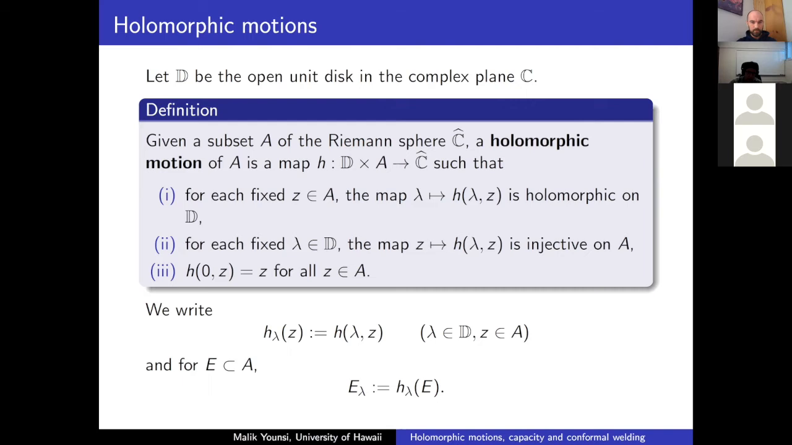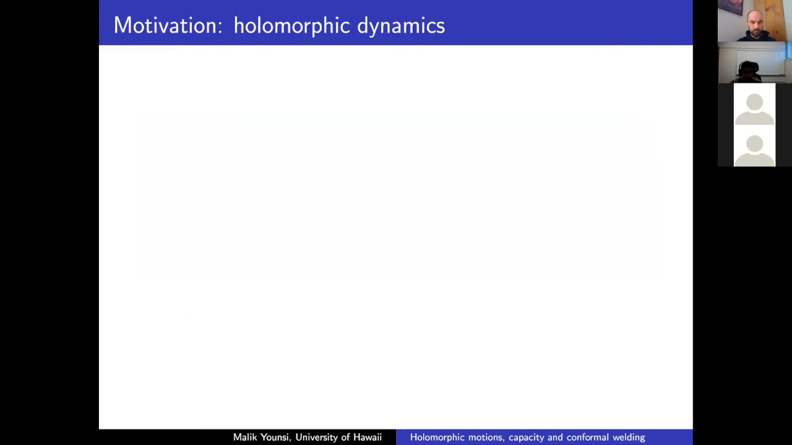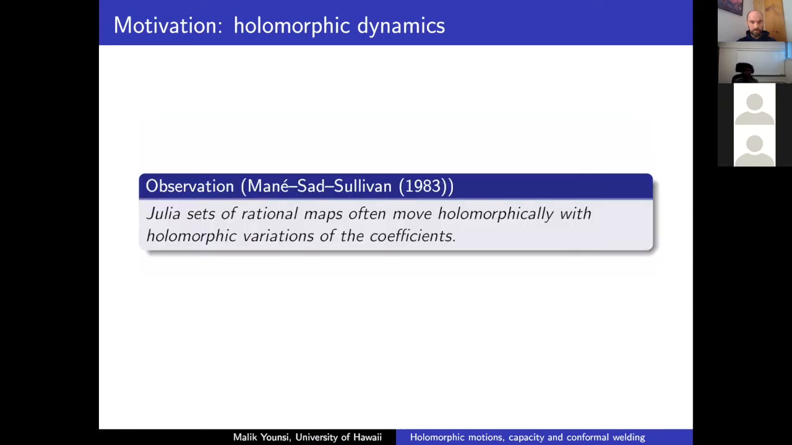Okay, so what's the original motivation to study such things? Well, it mostly comes from holomorphic dynamics. So holomorphic motions were introduced by Mañé, Sad, and Sullivan in the 1980s. And mostly this is based on the observation that Julia sets of rational maps often move holomorphically when you vary the coefficients of the maps in a holomorphic way.